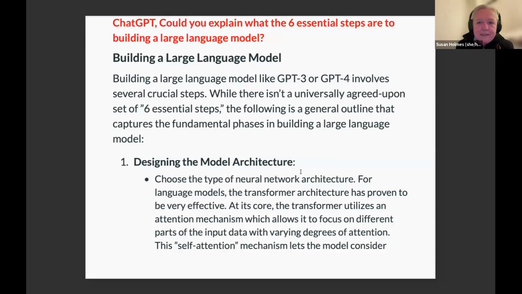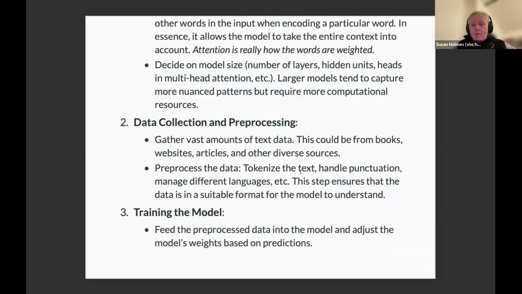So, the 6 essential steps: you can ask ChatGPT the question, could you explain what are the 6 essential steps? And you could ask it to be open about how it works. And then you could ask that question. I'm not going to go into the details. You know how to use it. So you could ask, what are the 6 essential steps? And that way you can open up the black box a little bit.